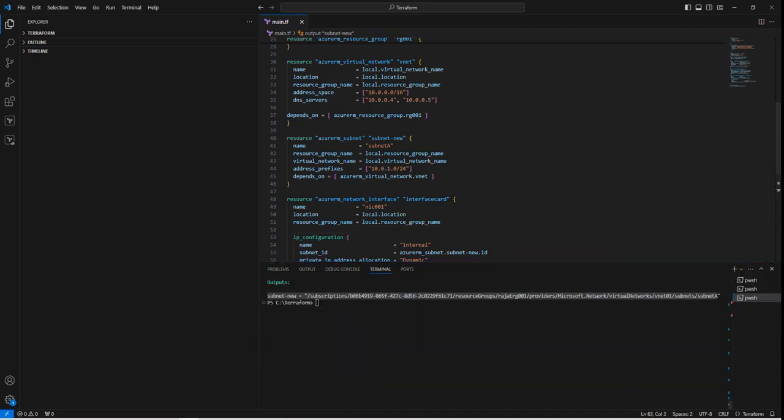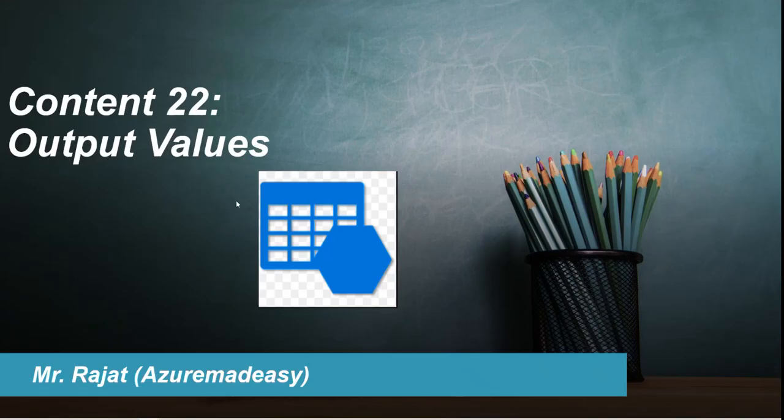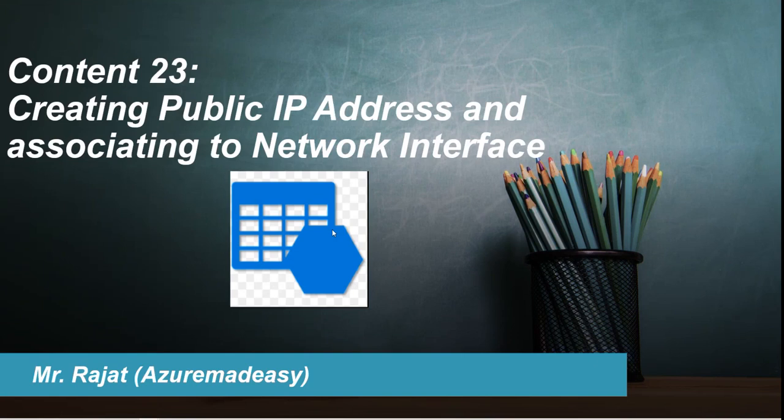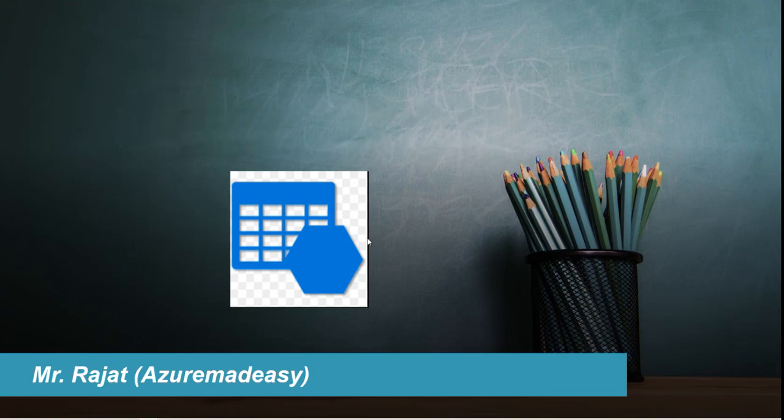It's pretty much discussed. Now let's understand the further part. We have created a network interface card. Now what next resource do we need to create? The next resource we need to create is our public IP address. Why do we need to create the public IP address here?